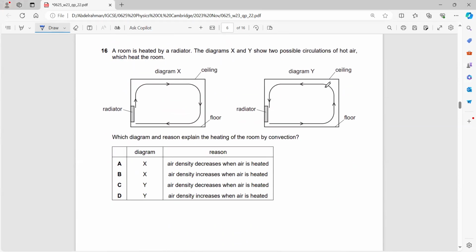A room is heated by a radiator. Which diagram is correct and why? What's the reason? A radiator is a heater. So how should the air move? Should it move upwards or downwards? Upwards, because when heated, the density decreases. This is correct. Okay, so X: air density decreases when it is heated.